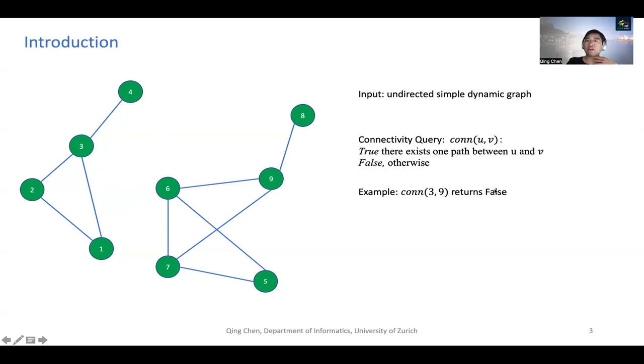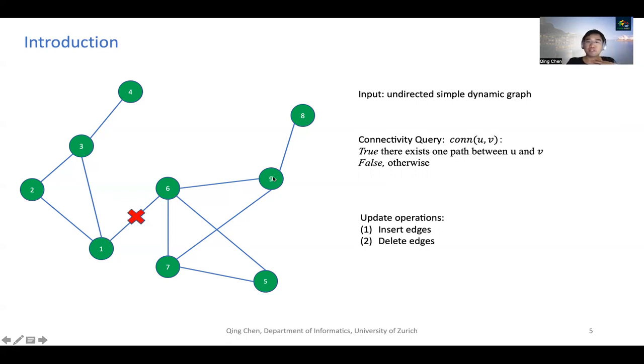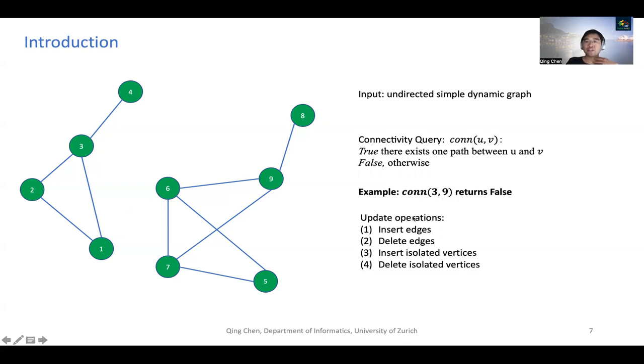Since these are dynamic graphs, we can insert edges. So we insert an edge 1, 6. Now 3 is connected to 9. And we can also delete this edge, and 3 is disconnected from 9 again. There are also two operations that are not very important, inserting isolated vertices and deleting isolated vertices, because they can be easily handled. So in this talk, I will focus on inserting edges and deleting edges.